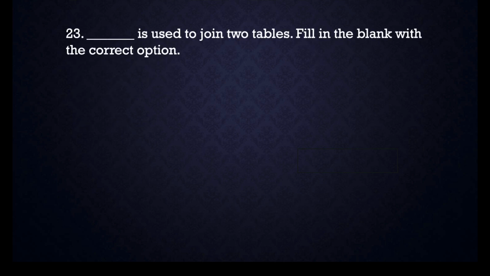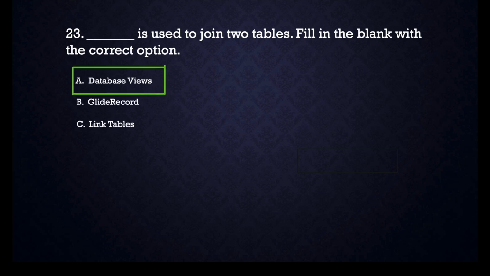Dash is used to join two tables. Fill in the blank with the correct option. Let's see the options. Database views, glide record, link tables. So the correct answer is database views.